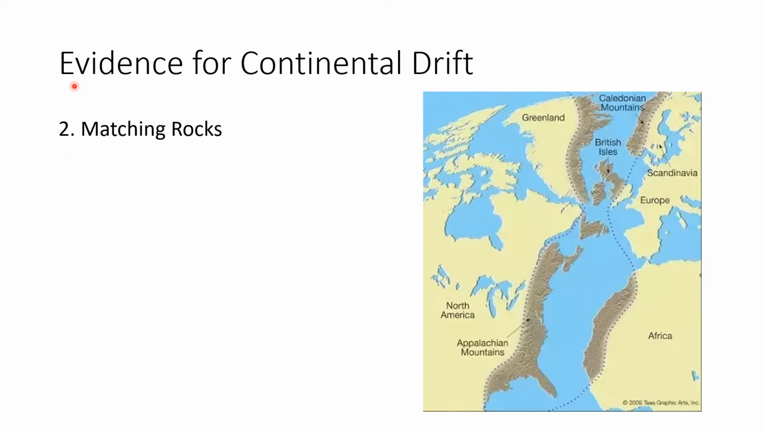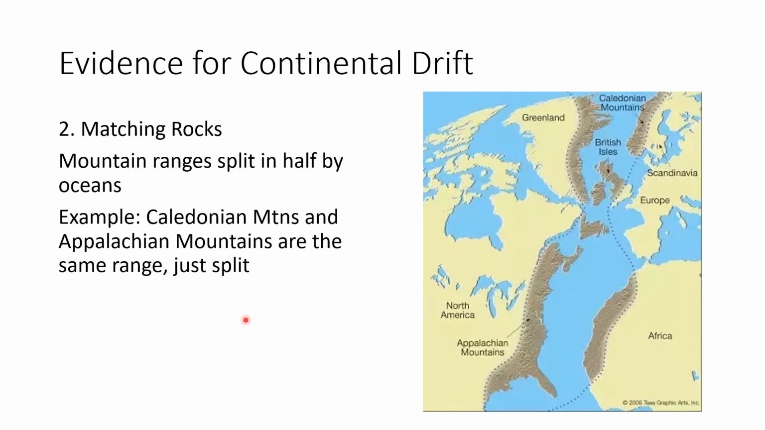Next piece of evidence we have for continental drift is matching rocks. There are places on the Earth where we can see that there is a mountain range that looks like it's just been split in half by an ocean. The best example we have is these mountains here: the Caledonian Mountains of Scandinavia, Greenland and the British Isles are the exact same mountain range as the Appalachian Mountains of the east coast of the United States. They're just split apart by the Atlantic Ocean, so that supports the idea that all of this land used to be touching each other at one point when those mountains formed.